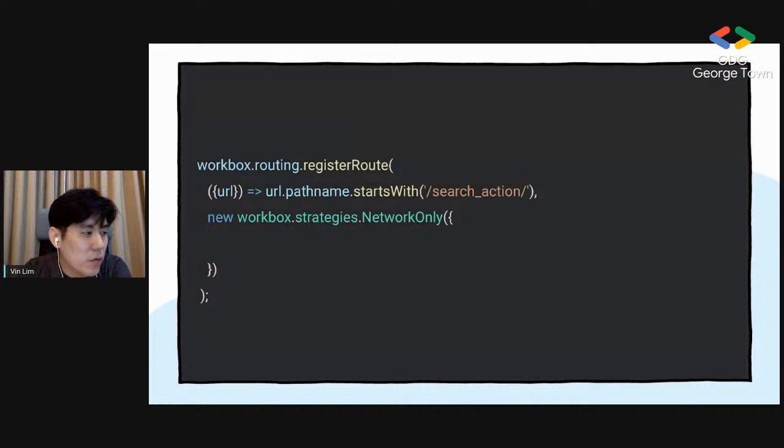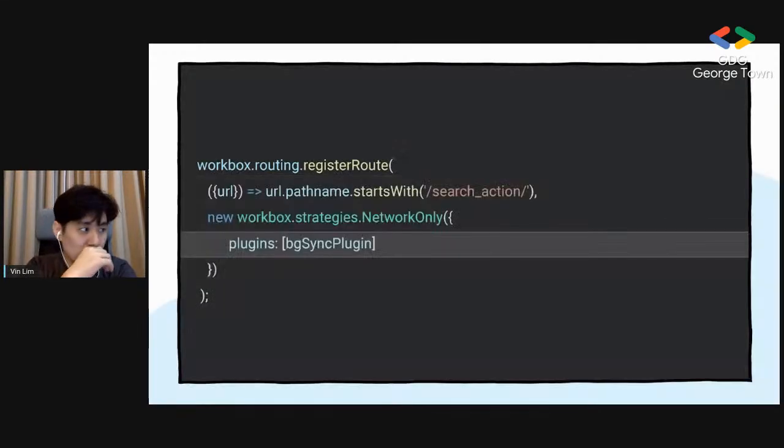As you can see, Workbox out of the box provides the kind of strategies that are available to be utilized natively, so you don't have to write your own code for this. You just have to new up a network-only strategy and pass it in. Once we have decided on the strategy for search actions, we make sure that all the search queries go to the network only, meaning we always get the latest result from the internet. But we also pass in a background sync plugin to Workbox to handle the offline scenarios.